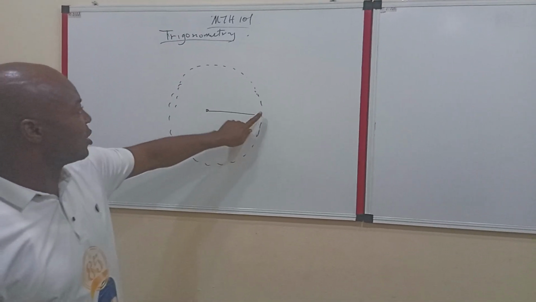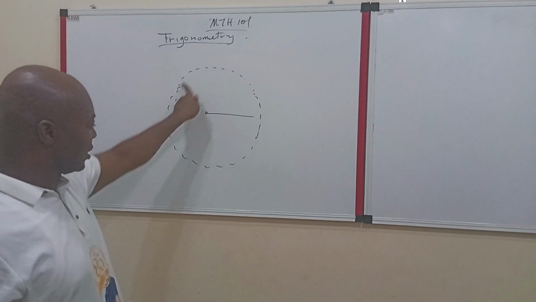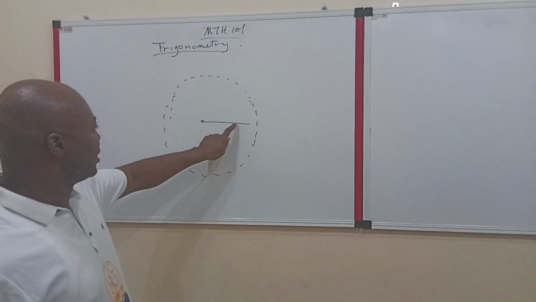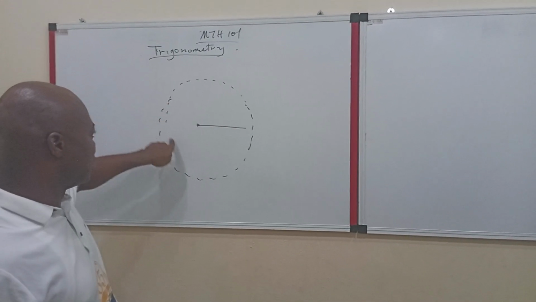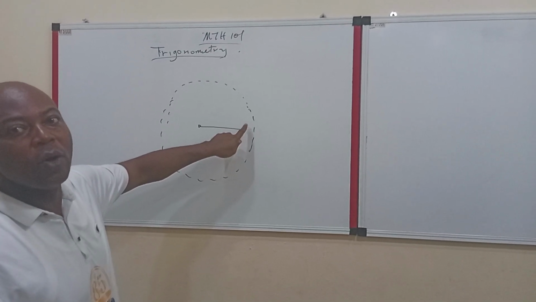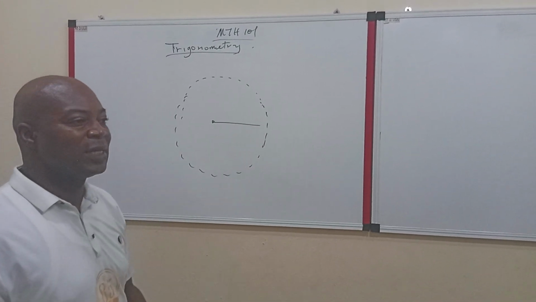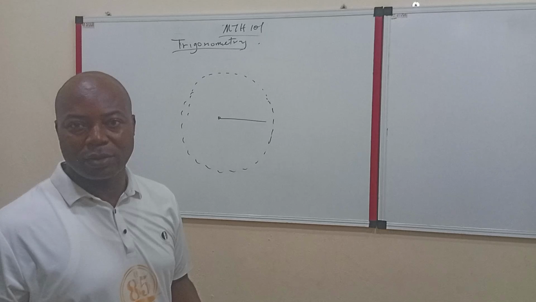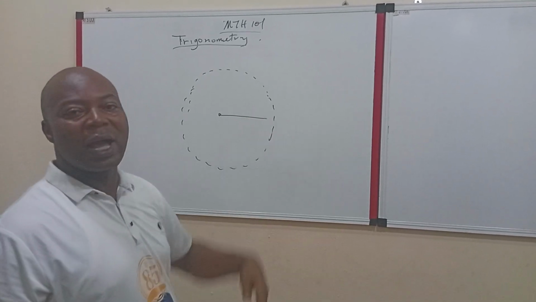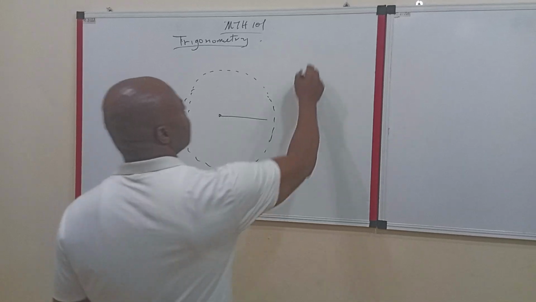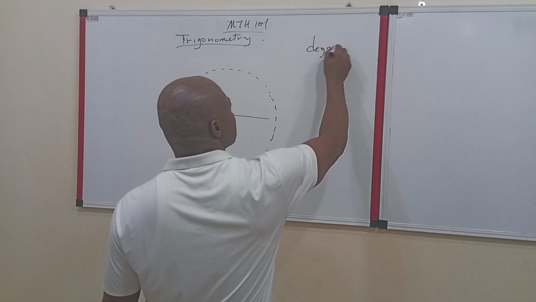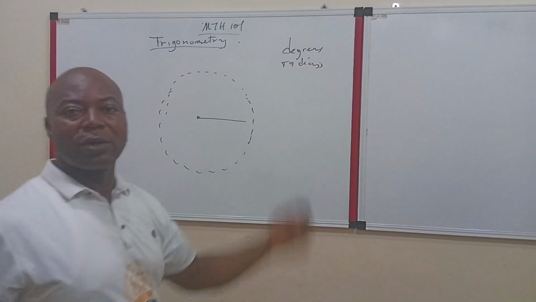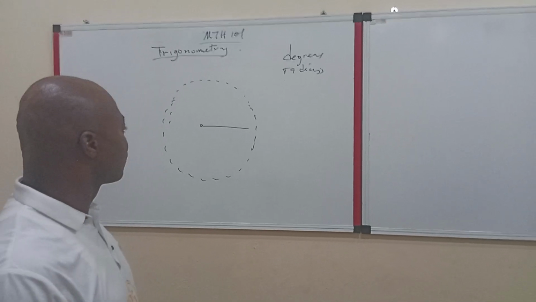Assuming here is fixed, then swing it this way. You see that it has traced out a circle. Now, conventionally, we are saying that this line, once it moves from its origin, its starting point, has subtended some angles. We can measure angles in terms of degrees or in terms of radians.